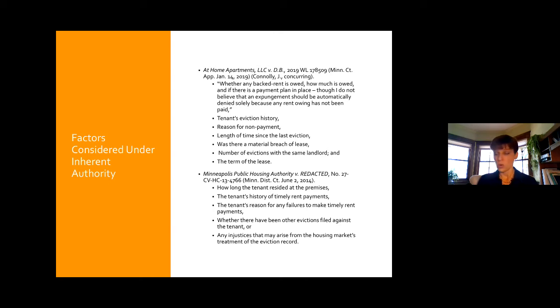However, courts, at least here in Hennepin and Ramsey County and Anoka County, still do decide cases on inherent authority quite regularly, and they view that criminal expungement inherent authority as also extending to eviction expungement. And we also have a slightly older, another unreported case which lists some of the factors that courts will look at. Next slide, please.